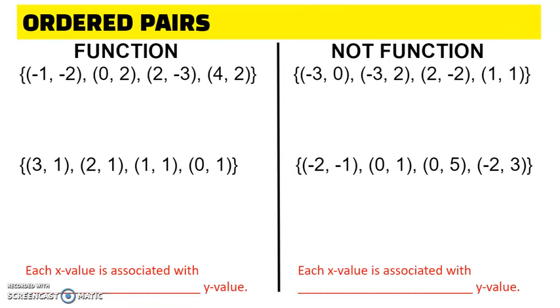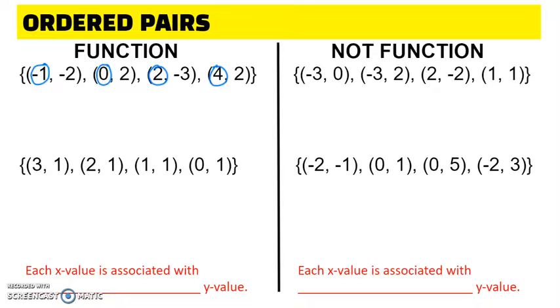Remember, this is all about the x value. The brackets that you see just tell me that that's a set. So we have this set here, and we have another set, so those aren't related to each other. It's just telling us, hey, these ordered pairs, what can you tell me about them? What I can tell you is I'm looking for those x values, and they can't repeat because they can't have more than one y value associated with them.